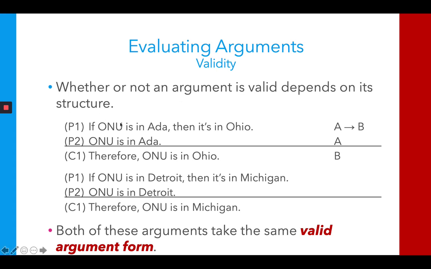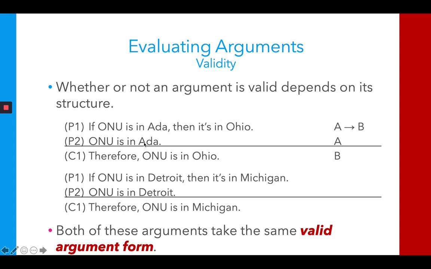So if we take what this is called, this kind of propositional logic, you don't need to know that, but we've got a proposition here, a statement, an independent clause, an independent thought that can be true or false, right? ONU is in Ada. We've got another proposition here. It is in Ohio. ONU is in Ohio. And so this if-then claim is making a claim about the relationship. ONU's being in Ada guarantees ONU's being in Ohio.